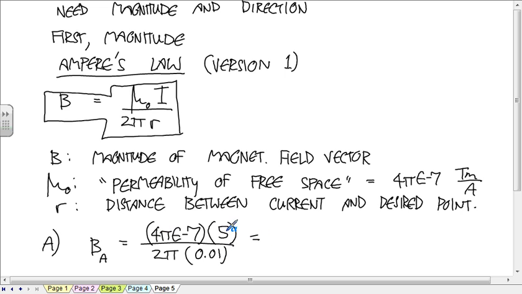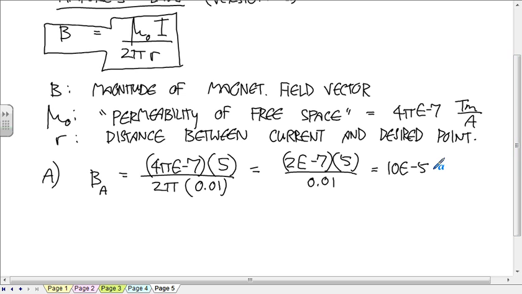You can cancel some stuff, and the pi's cancel. The 4 divided by 2 just becomes 2. So you have 2 times 10 to the minus 7 times 5 divided by 0.01. And so that is 10 times 10 to the minus 7 times 100, so 10 times 10 to the minus 5. What are the units here? Tesla, right? And that's equal to 1 times 10 to the minus 4 Tesla.